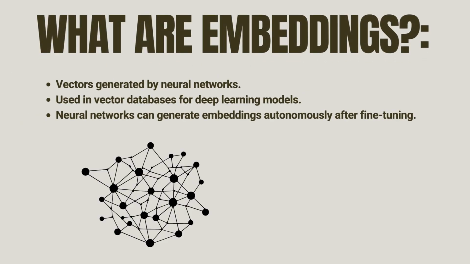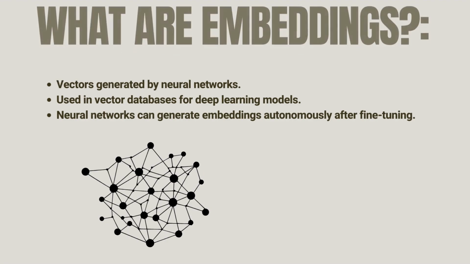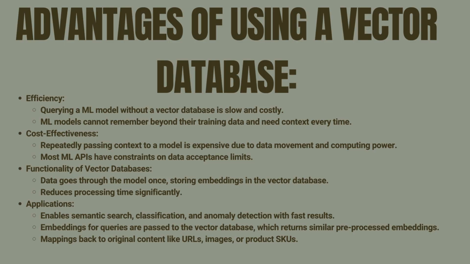Another important topic is, what are embeddings? Well, they are vectors generated by neural networks and used in vector databases for deep learning models. Neural networks can generate embeddings autonomously after fine-tuning. So lastly, that brings us to our point of what the advantages of using a vector database are.